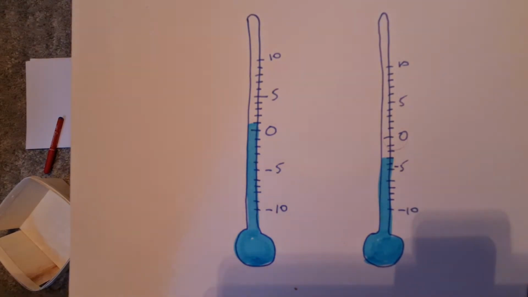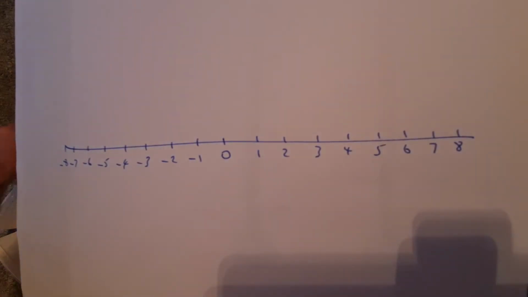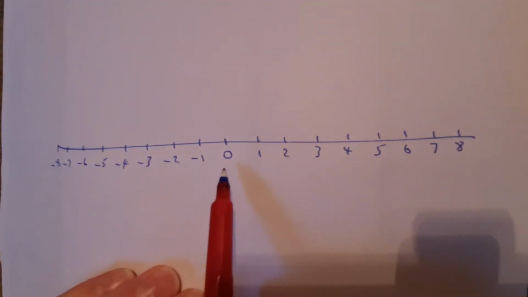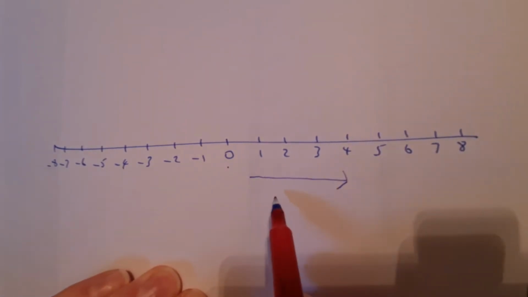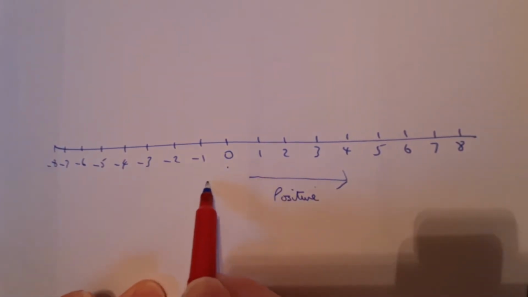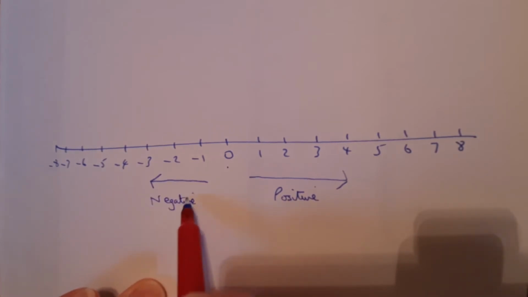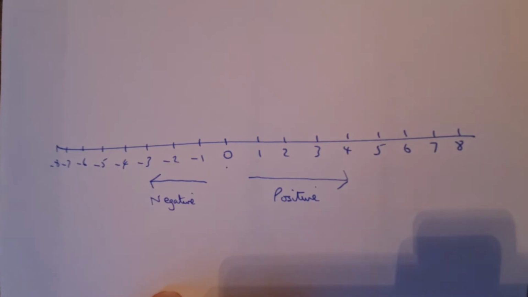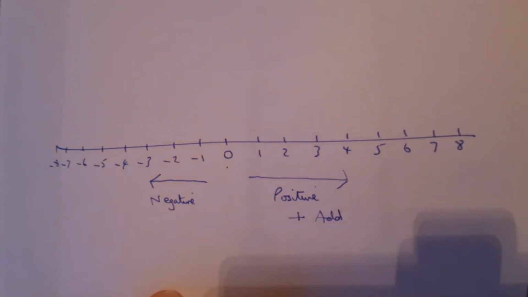Let's have a look at a number line. Okay, here's my negative number line. And I've got my 0 in the middle here. And then to the right, I've got my positive numbers, which we use all the time. And then to the left, I have my negative numbers. If I want my numbers to get bigger, when I add them, I move to the right.